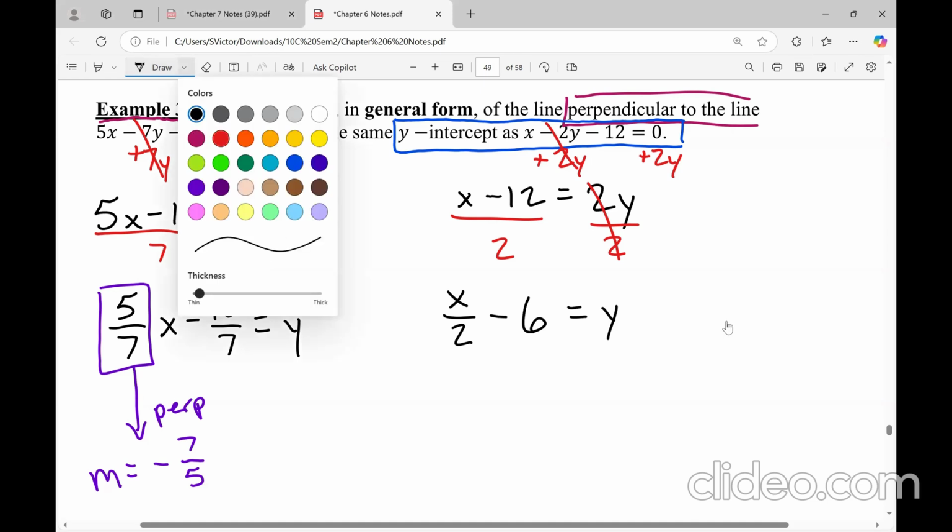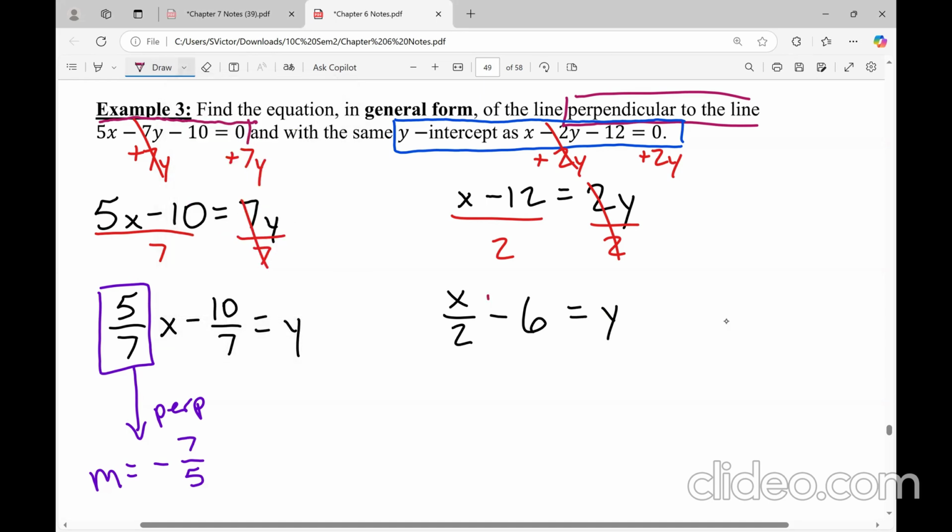Careful with this part. What's our y-intercept? Our y-intercept is -6. Make sure you take the sign with it, okay? So that means our m, sorry, not our m, our b value is -6. And then our final step is, we have slope, we have y-intercept, put it into slope y-intercept form, and then convert it into general.